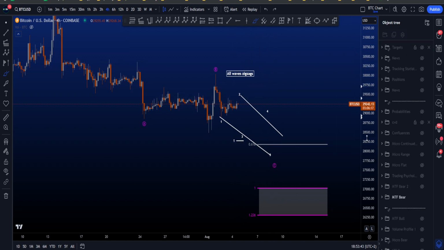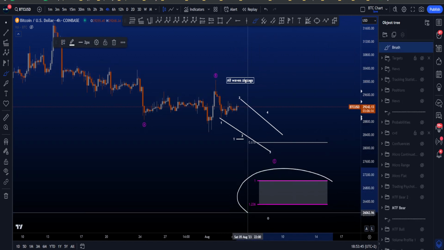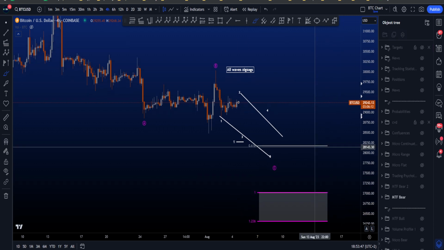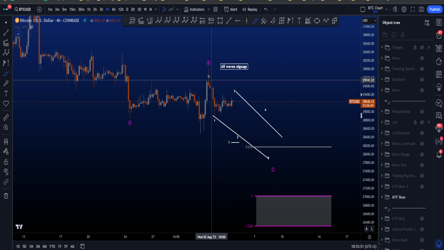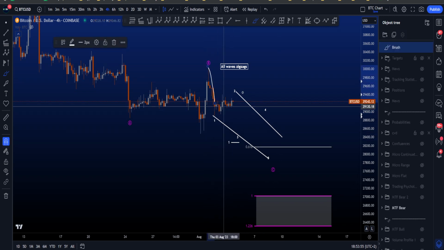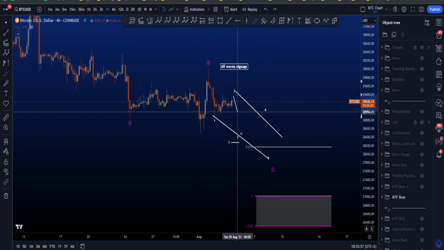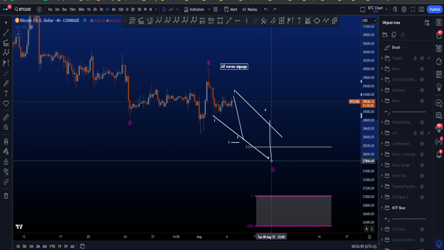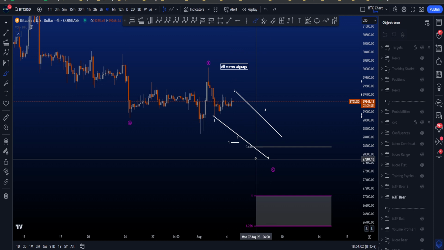But that also leads to a problem, because if this is the most common target area of a wave C, then with a diagonal, we are never going to reach that most common target area because of the length of this wave 1. Because in a contracting diagonal, which is by far most common, wave 3 has to be shorter than 1 and 5 has to be shorter than wave 3.